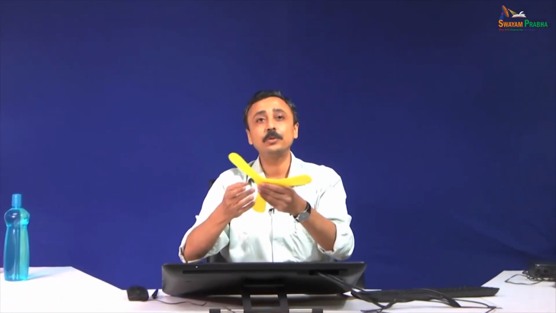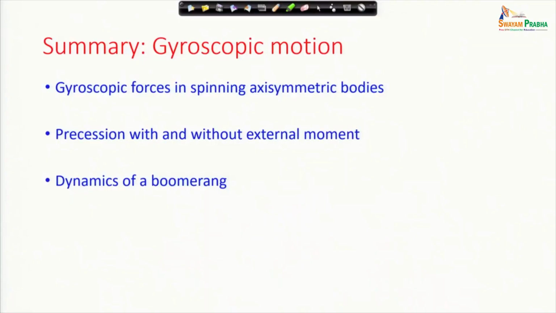So, this is a toy boomerang, and you can design boomerangs with 4 arms. Designing a boomerang with 4 arms is much simpler, and students typically do it. You can use balsa wood and make a 4-armed boomerang. So, with that I will close this lecture.